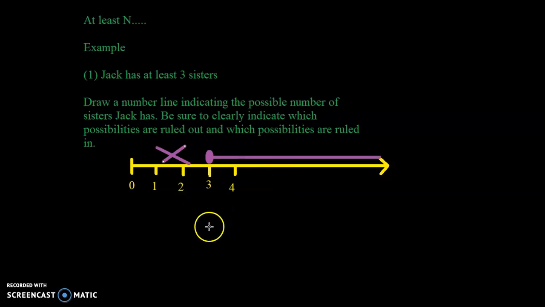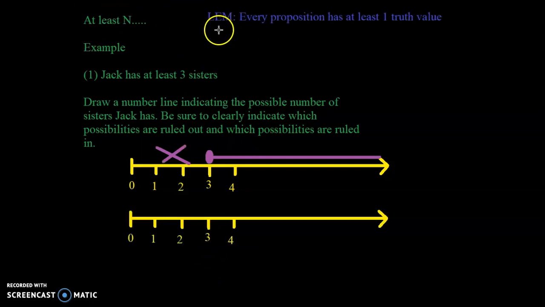And analogously, the law of excluded middle, so let's get that back up on the board here so you can see it. The law of excluded middle asserts that every proposition has at least one truth value. So following our model for at least, can you fill in this number line, what's ruled in and what's ruled out given the truth of this statement? Pause now.